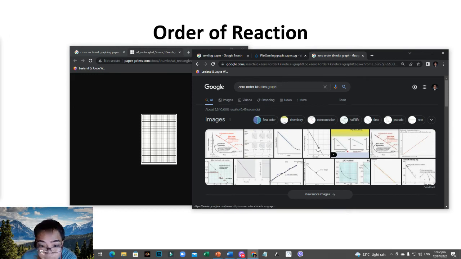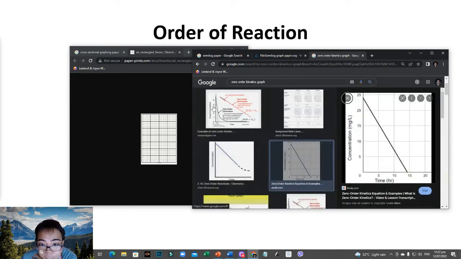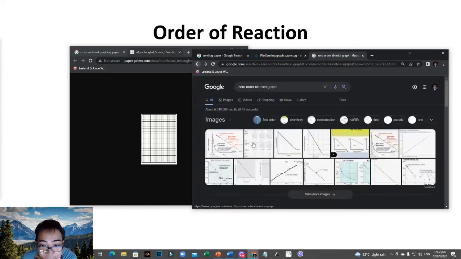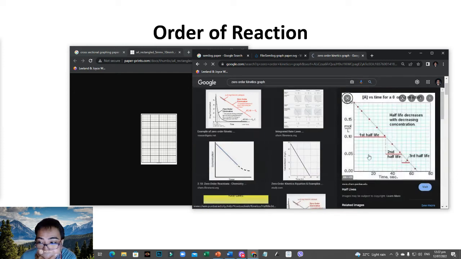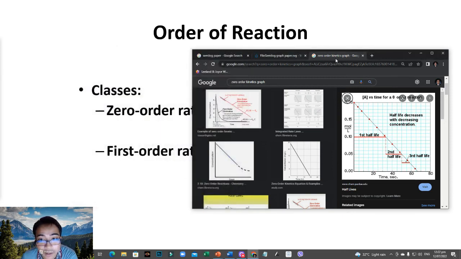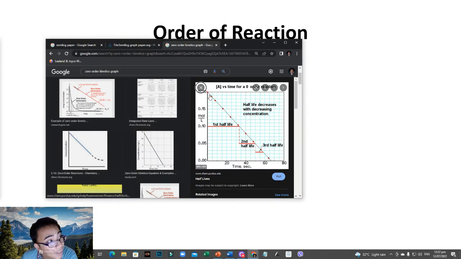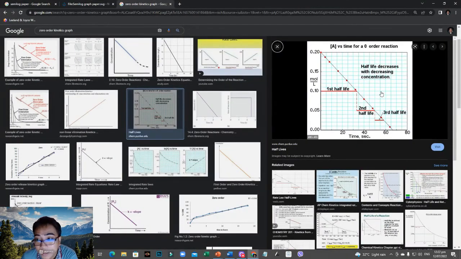Okay, so similarly, like this one class. Pero wait, I think this one's better. Okay, so look at this one class. Oh. It's a straight line. And this is a cross-sectional graphing paper, correct? Okay, this one is a cross-sectional graphing paper. So it looks like a straight line. Here. It's a straight line. So sabi natin, pag straight line yan, in a cross-sectional graphing paper, it means it follows a zero-order process.